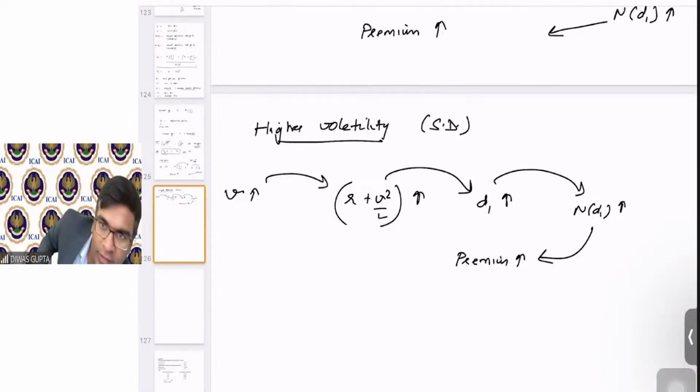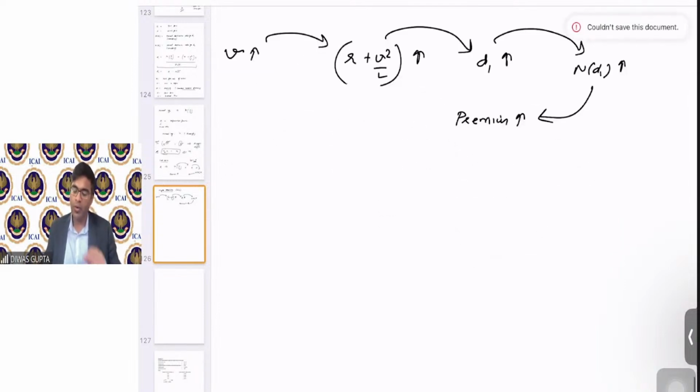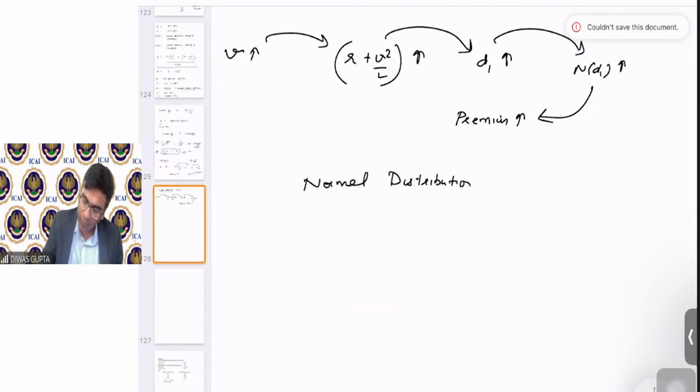Now, students, this uses a principle of normal distribution. I hope all of you are aware about it, but again, I am touching back. So normal distribution, students, what does this mean? Normal distribution is based on some series of data.